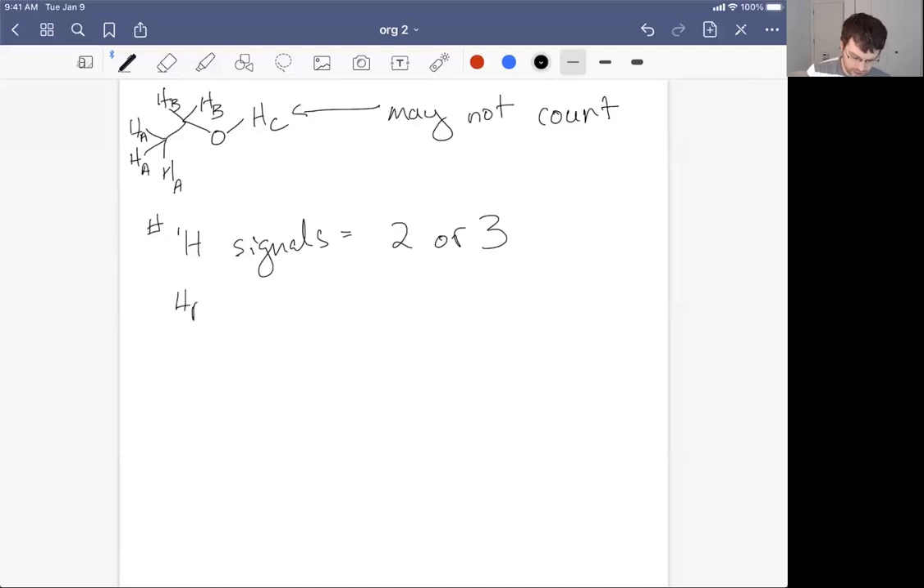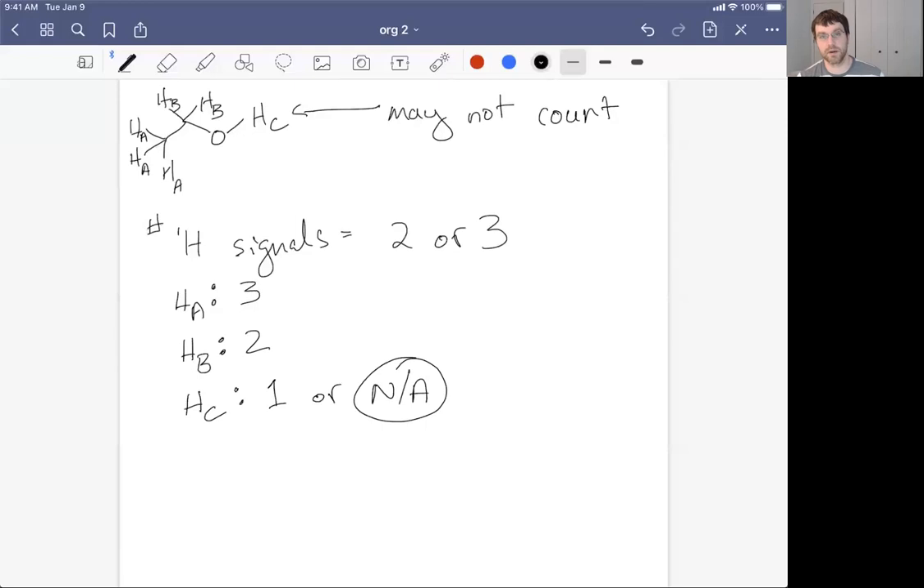So for HA, the integral is 3. For HB, the integral is 2. For HC, 1 or NA. In all honesty, I will accept 1 or NA here, but it's probably not applicable. If you did observe it, it would be partially washed away by the solvent. And so you might get something like half, some number that doesn't really make sense. That's because half of the hydrogens are washed away. And we'll get into that when we look at the solvent for an NMR spectroscopy experiment.